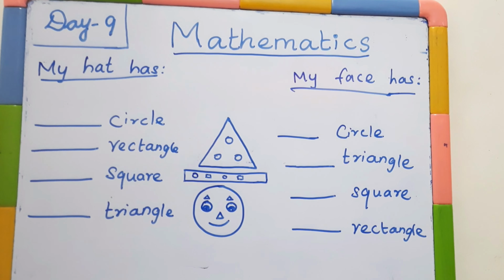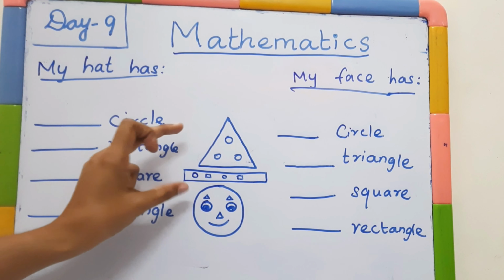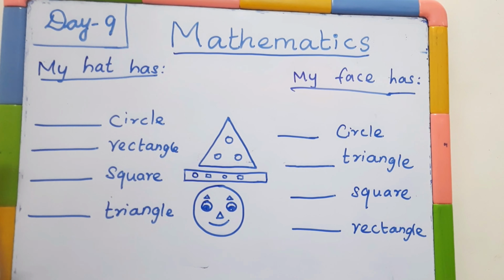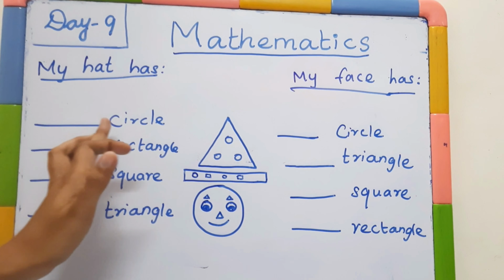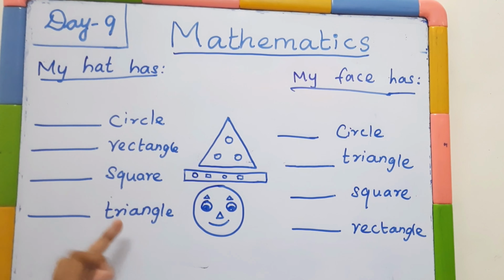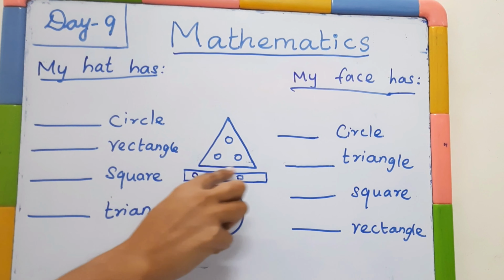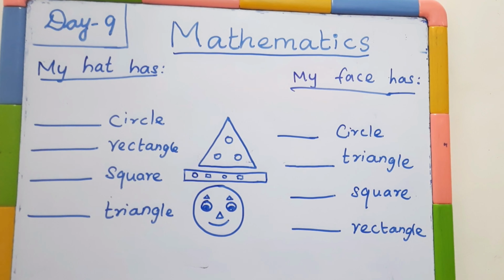See, this is the fun activity, okay? See here, a face. This smiley face has one hat, okay? In this, we have to find how many shapes are there. My hat has dash circle, dash rectangle, dash square, dash triangle. We have to find it, okay? See, this is the hat. This triangle and rectangle is a hat.